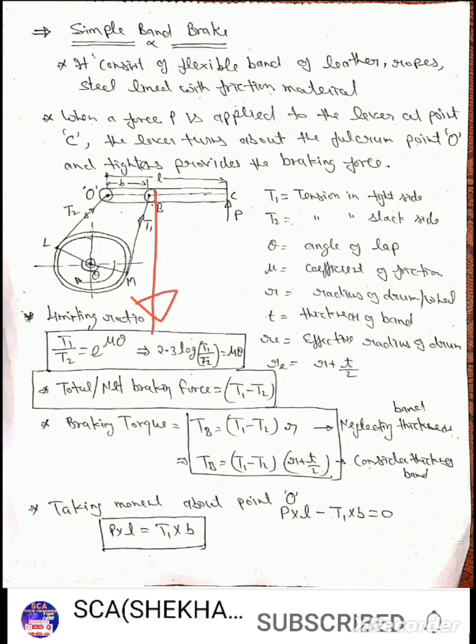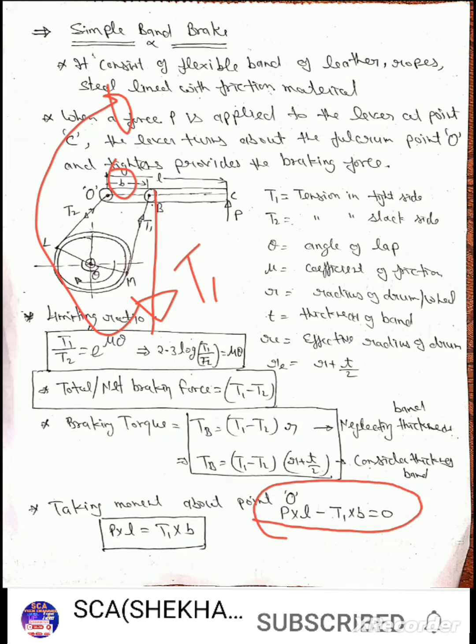T1, the tension in the tight side, into B makes a clockwise couple. So the net sum of couples will be 0. There will be two couples: P into L in anti-clockwise direction and T1 into B in clockwise direction. So P into L minus T1 into B, the net sum of couples, will be 0. So we got a relation: P into L is equal to T1 into B. This is used when the wheel rotates in clockwise direction.